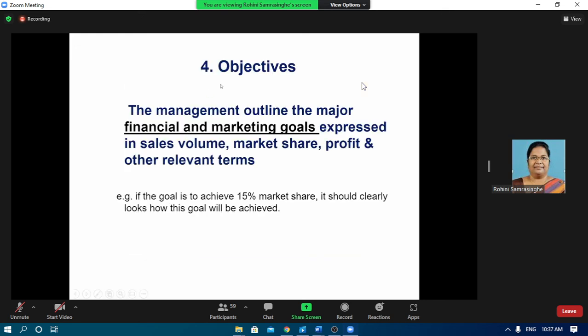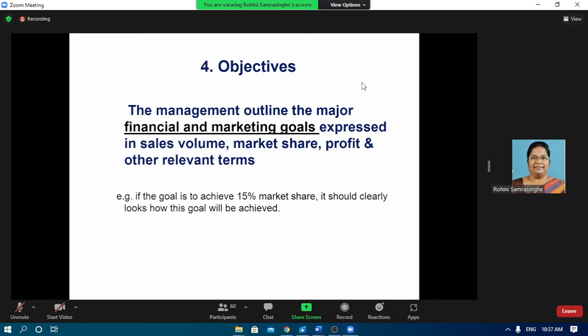Then just after doing SWOT, you can understand the objectives, right? Especially the marketing plan objectives. There are two types of objectives in your marketing plan that you may need to develop. The first one is marketing objectives or marketing goals. The other one is financial goals. That should be clearly mentioned under the two types of goals.